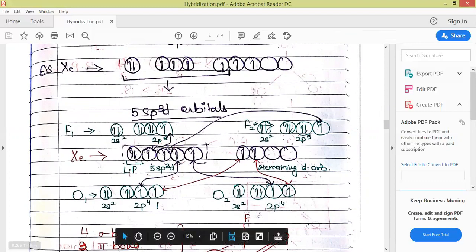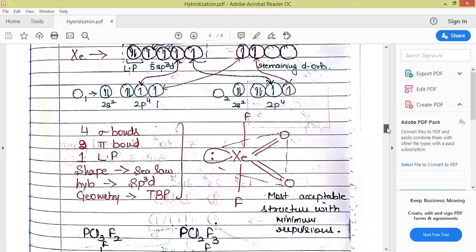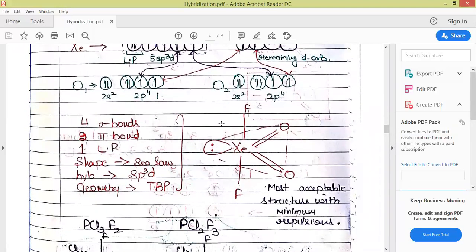2 fluorines are there and 2 oxygens are there. 2 oxygens will form pi bond with the unhybridized orbitals. This is how it is going to happen. So now if we discuss the structure, we come to the structure that lone pair will occupy the equatorial position.